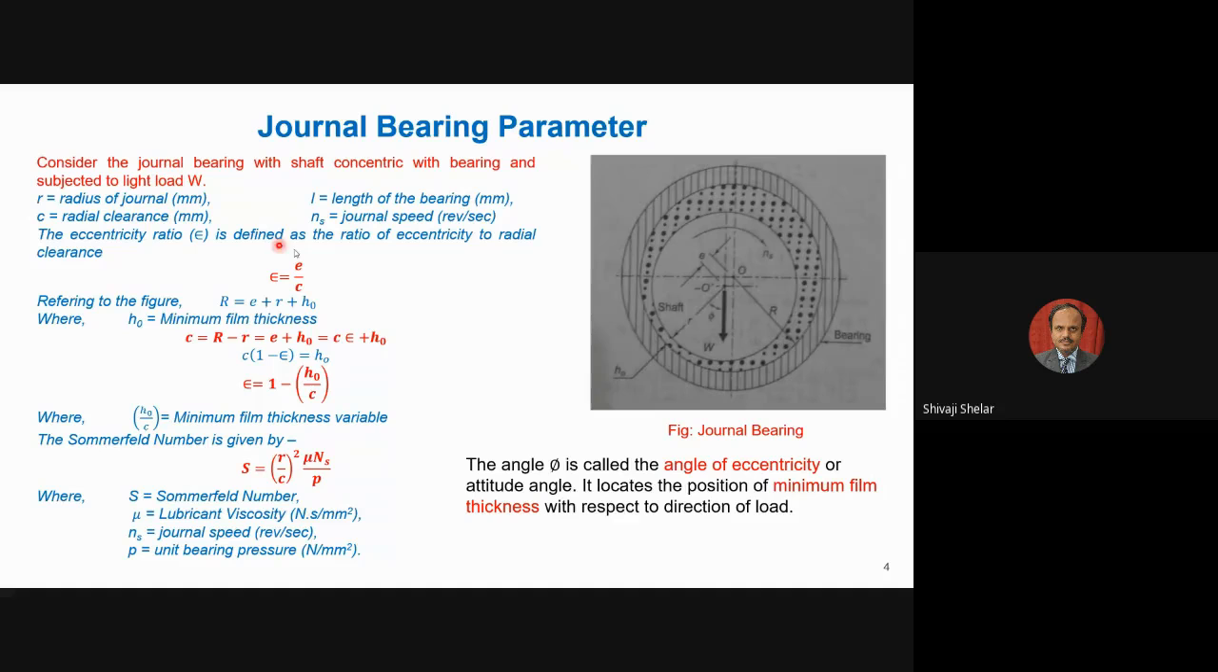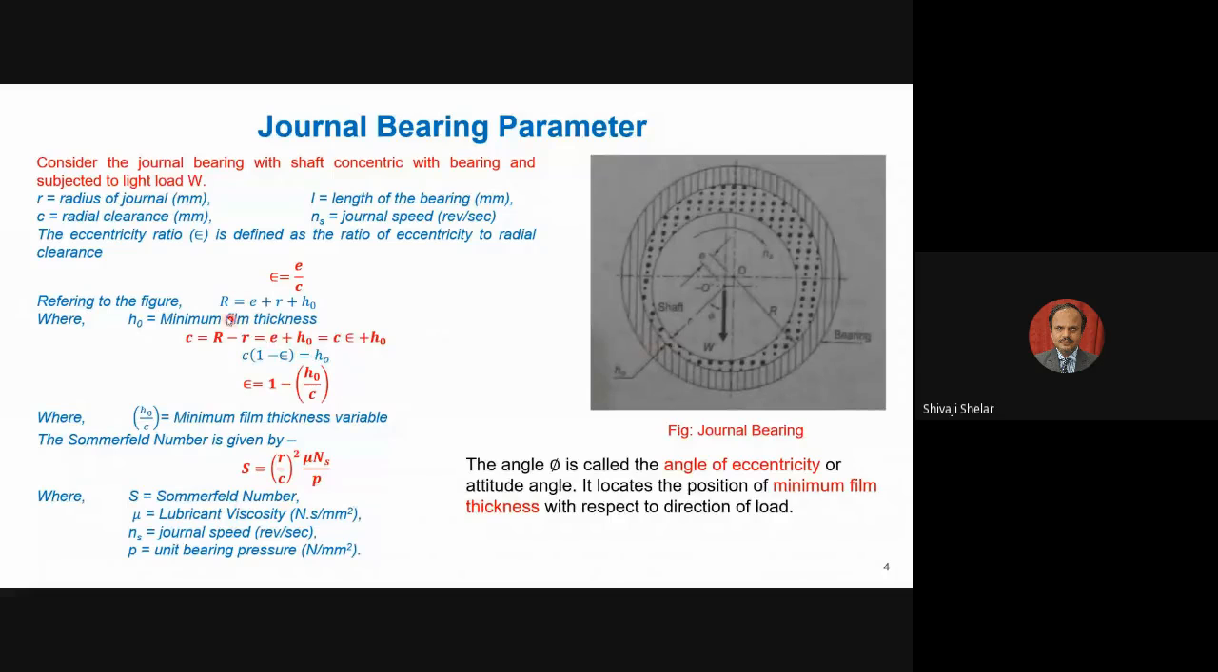This is a dimensionless parameter to define the performance and the fluid film thickness here. Referring to this figure, I can write down the bearing radius R. What is the bearing radius R? The bearing radius is the distance from O to the bearing surface. So this distance is nothing but E plus R plus the film thickness here.